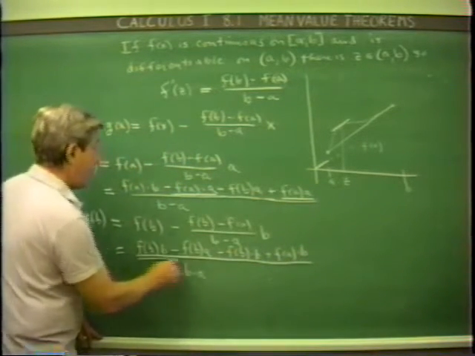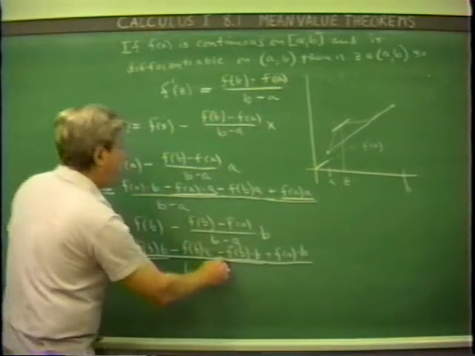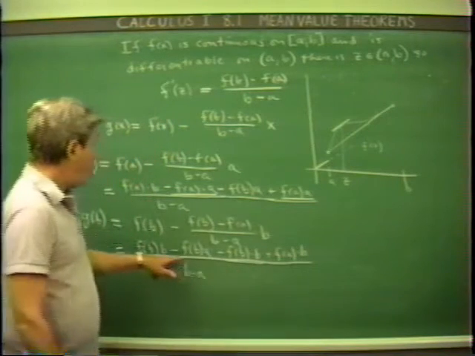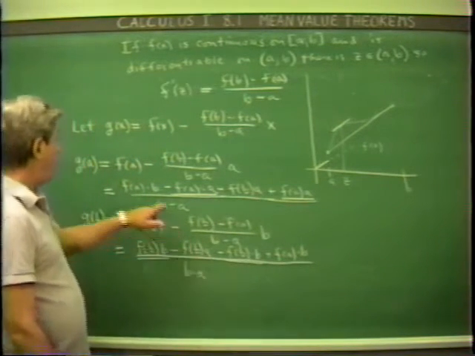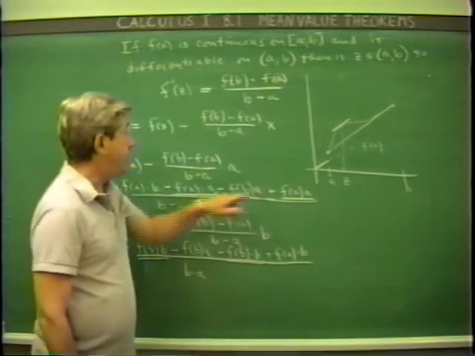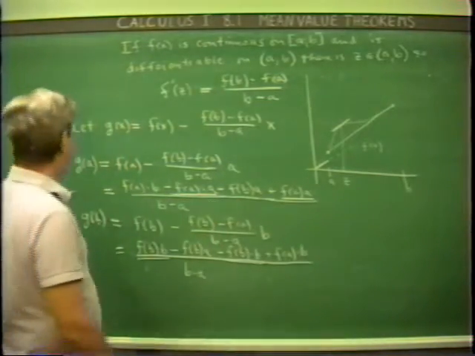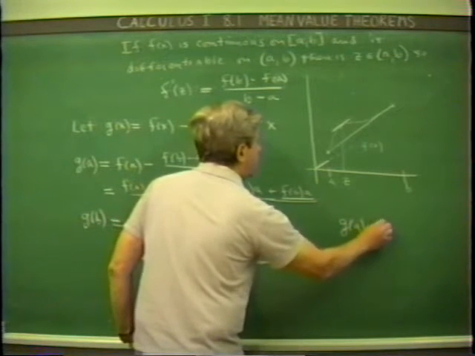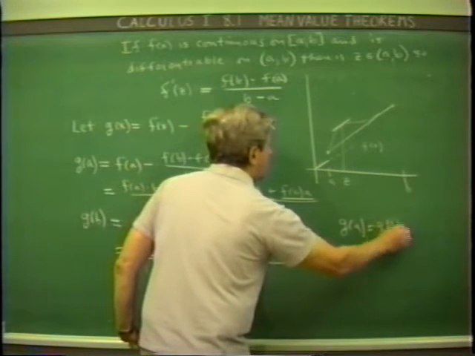Right? Now here, this right here and this are the negative of each other, and so the result is f of a times b minus f of b times a. Well, that should be the same as what we had here. We have f of a times b minus f of b times a. So it follows that g of a is equal to g of b.